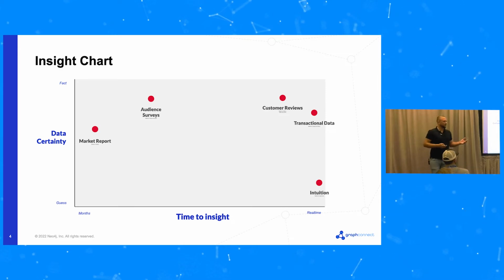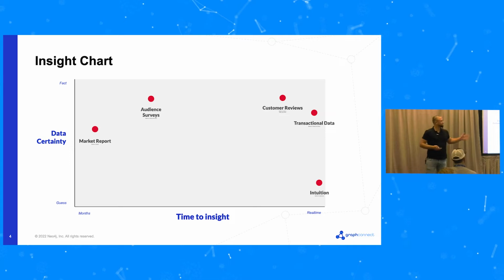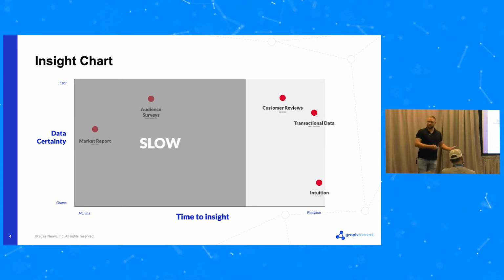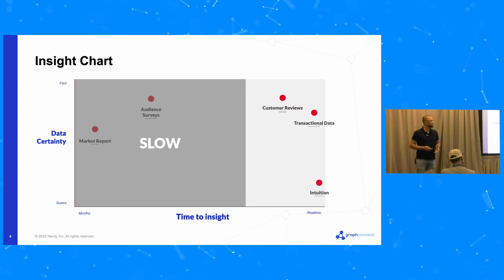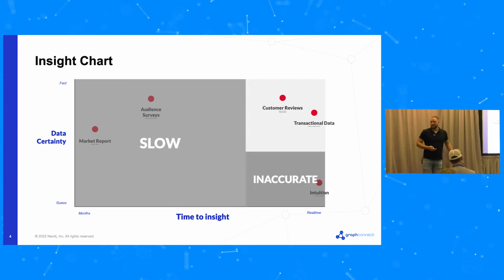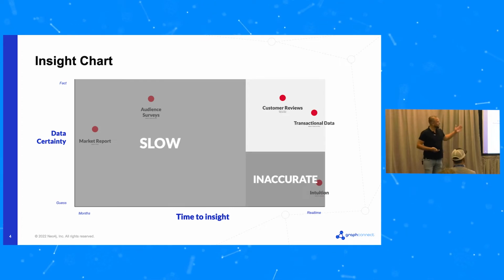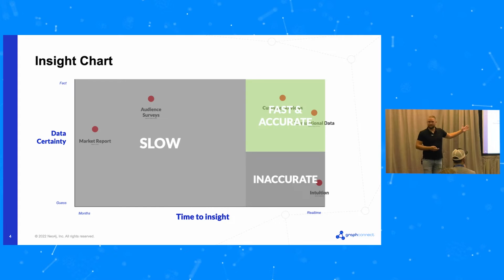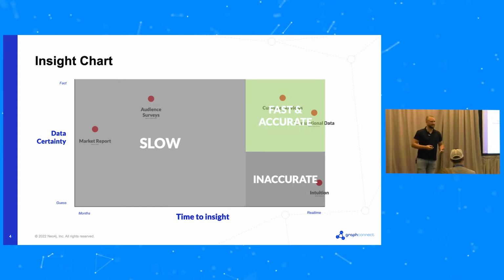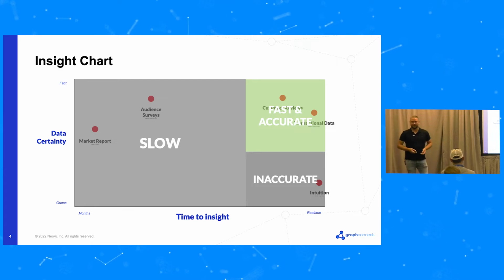So looking at today's economy, this whole section is a bit too slow. It works on many different occasions, but in general, we see it as too slow. The one down in the bottom is too inaccurate. But we want to be up here in the top. Fast and accurate. That is what every brand says that they want. Oh, we should be agile. We should be accurate. We should talk to our customers.